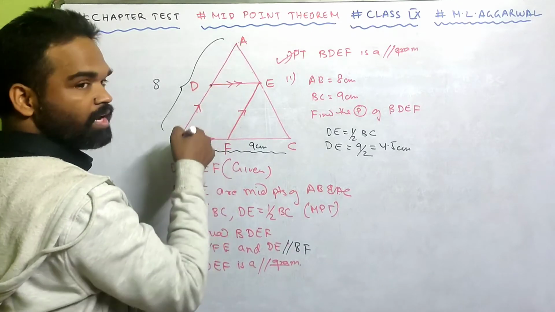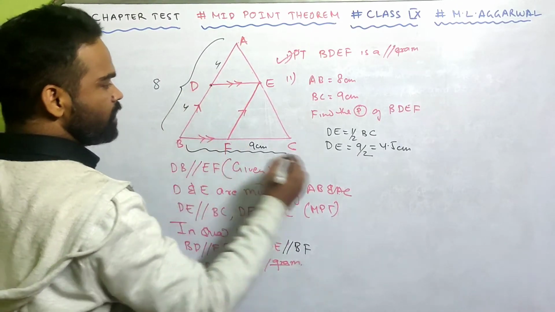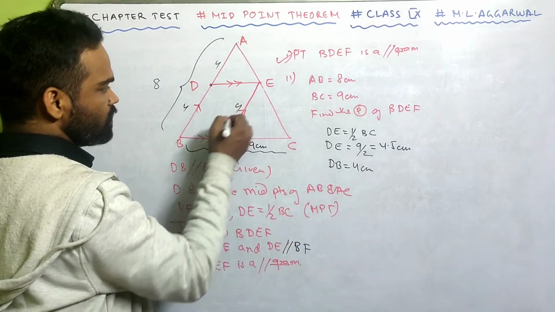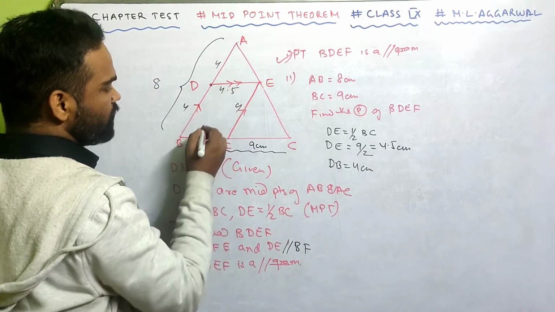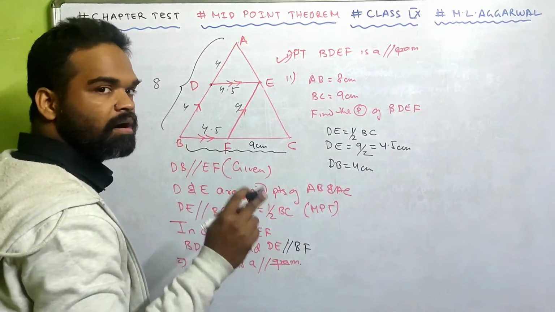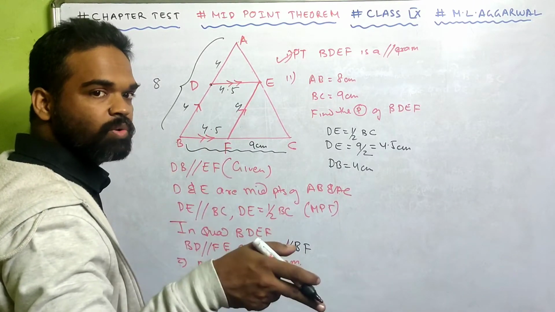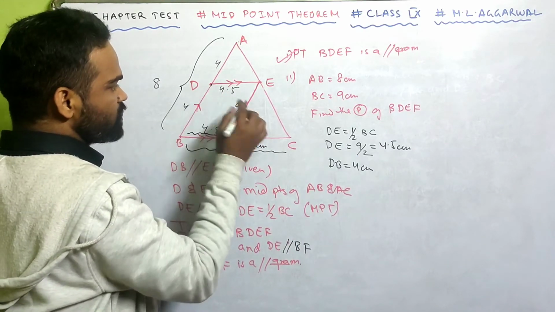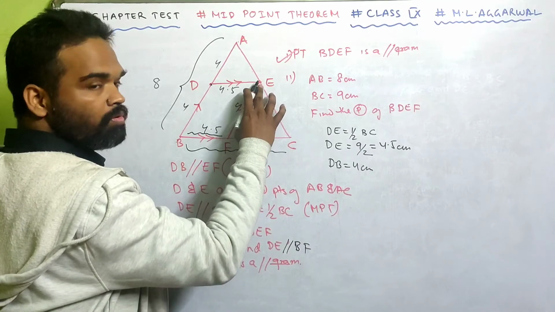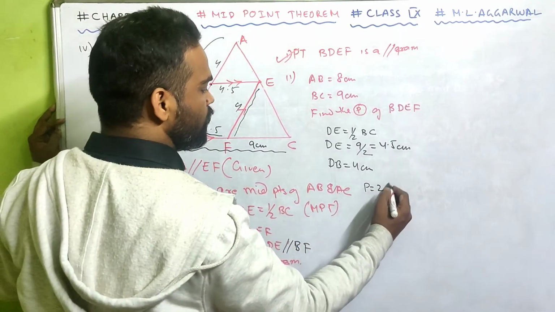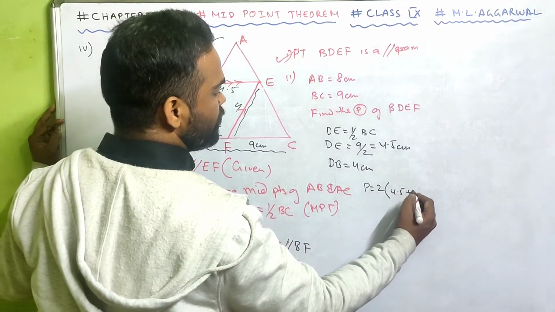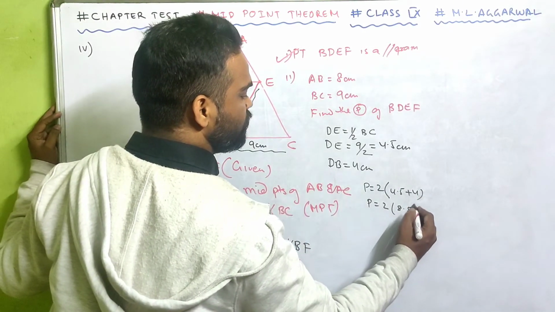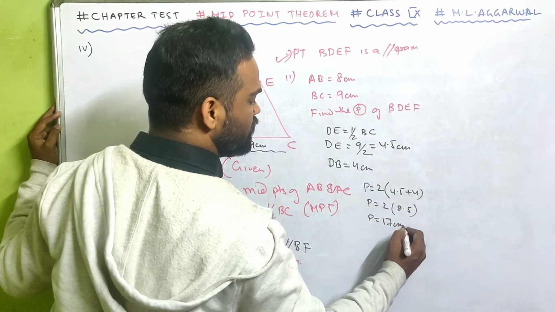Now look, D is the midpoint of AB. So this is 4, this is 4. So DB is equal to 4 centimeter. So this is 4, this is 4, this is 4.5 and this is 4.5 because in a parallelogram opposite sides are equal. So if this is 4.5, this is also 4.5, yes or no? If this is 4, then this is also 4. So the perimeter will be twice 4.5 plus 4. So that's twice 8.5, the perimeter is 17 centimeter. Very easy.